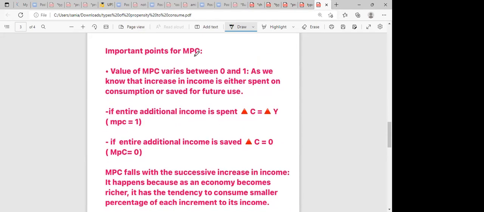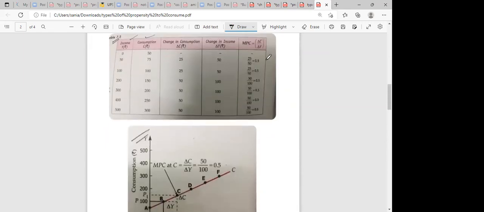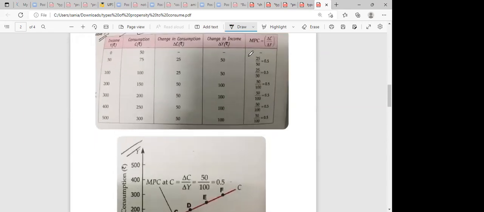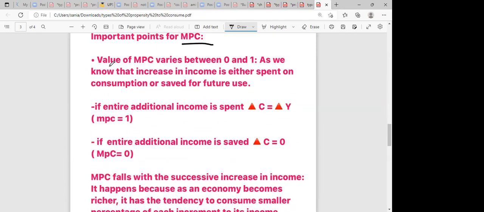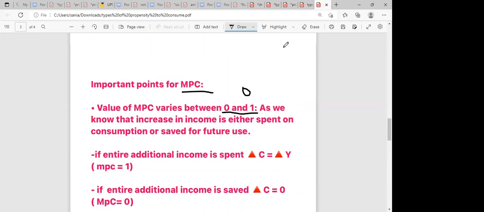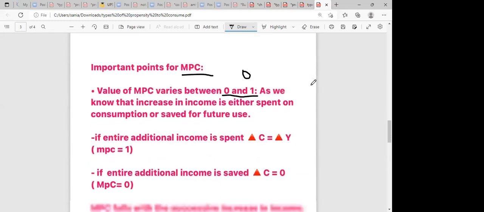So now there are a few points about MPC. This is what we drew about MPC, and you can see over here, this is your MPC. This is the formula for MPC: change in consumption divided by change in income, right? Now the important point for MPC is that the value of MPC varies between 0 and 1. It can be 0.1, 0.2, whatever, but it will be somewhere in between 0 and 1.